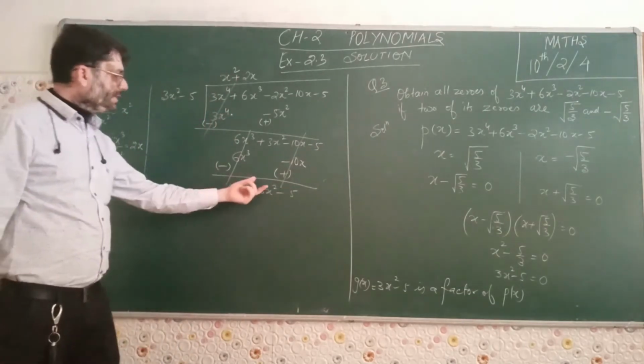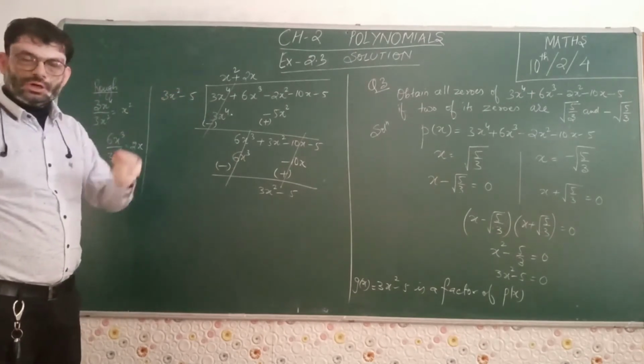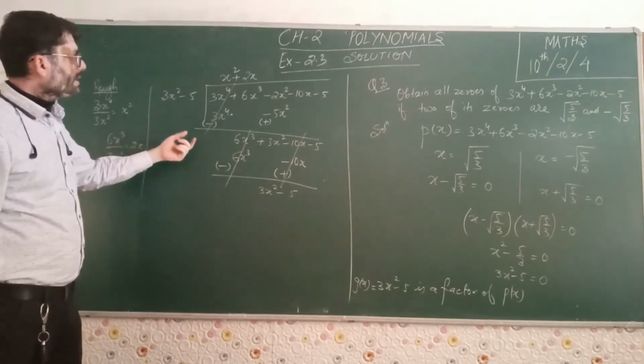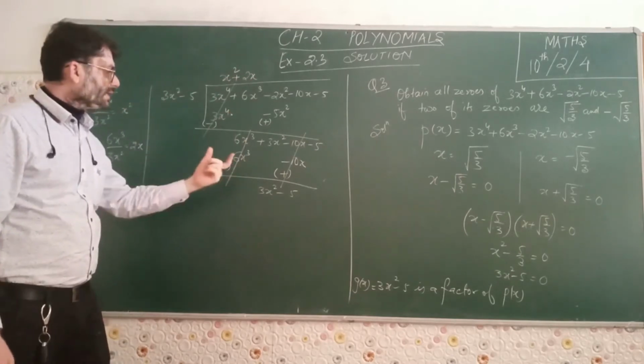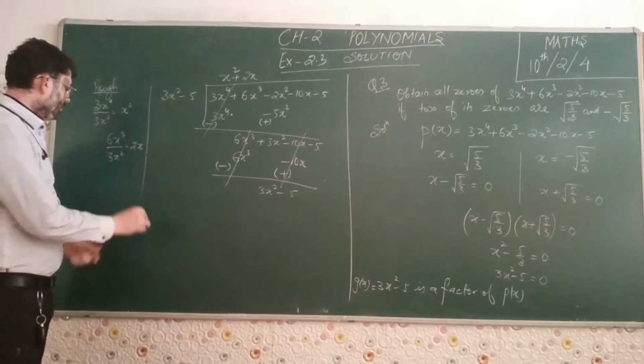The degree of the remainder is 2, and the degree of the divisor is also 2. That means the division will continue. So in order to get the next term for the quotient, let us divide the first term 3x² by the first term of the divisor 3x².